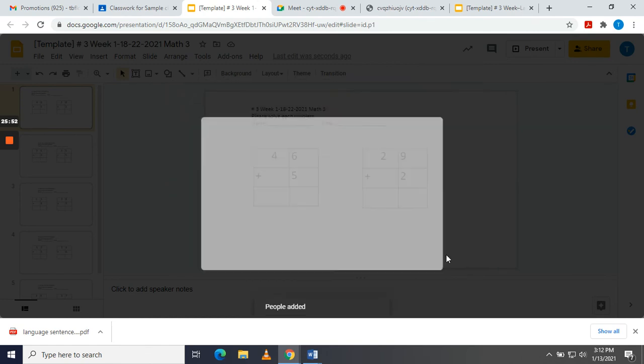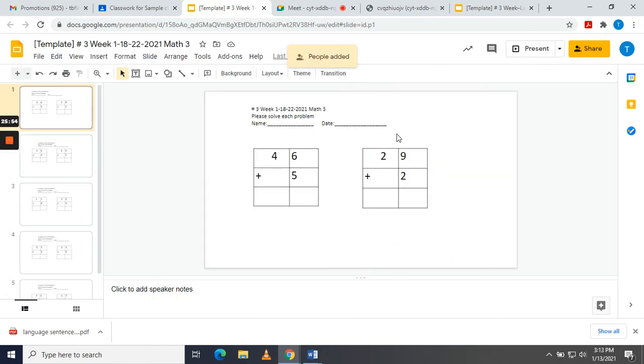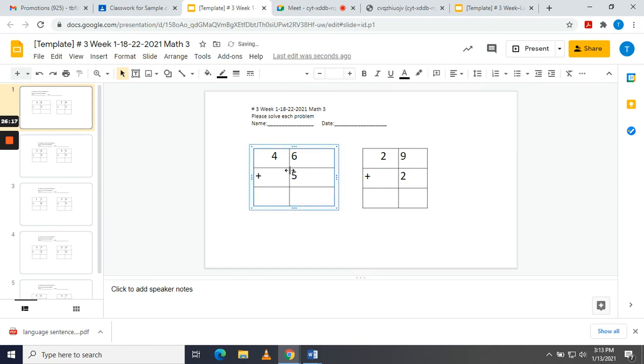And I'm going to send them that link, and they'll be joining me in a few minutes for math. For this section, this is an interactive board. I'm also using Google Slides. I went ahead and put in the boxes so that the students know that when they add 6 plus 5, that belongs in that column.